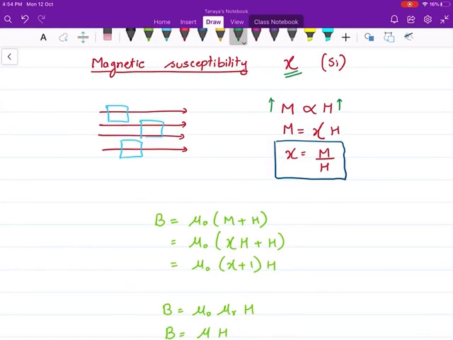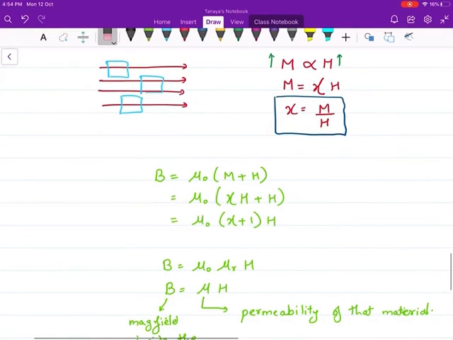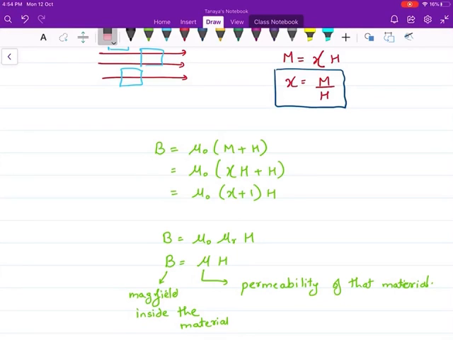So I can substitute this in our equation. We had got this equation, is it not? That B is equal to mu naught into M plus H. So in place of M, I have put psi into H. So psi into H plus H. So H comes out, I have psi plus 1. Okay. So this psi plus 1 is nothing but the relative permeability.